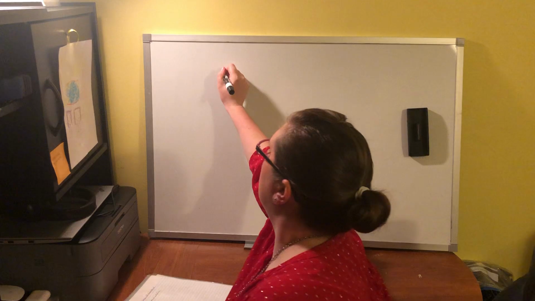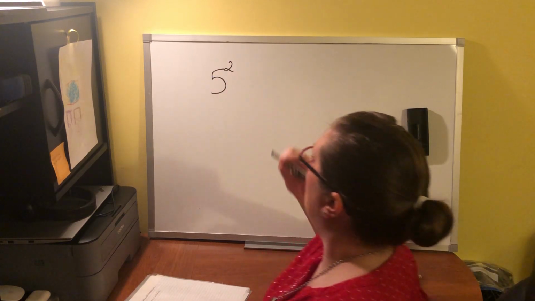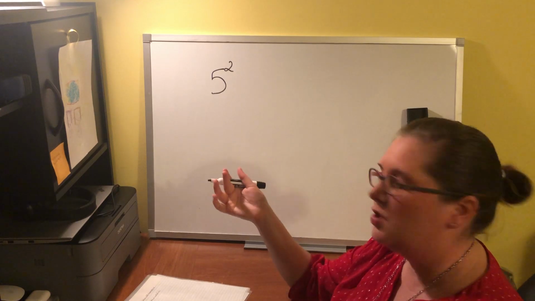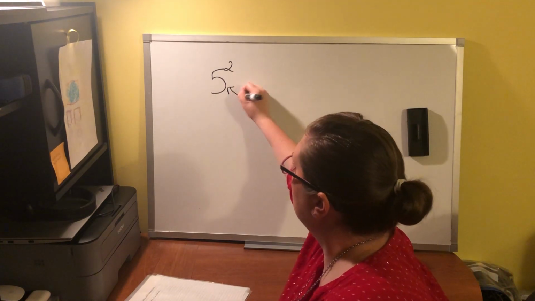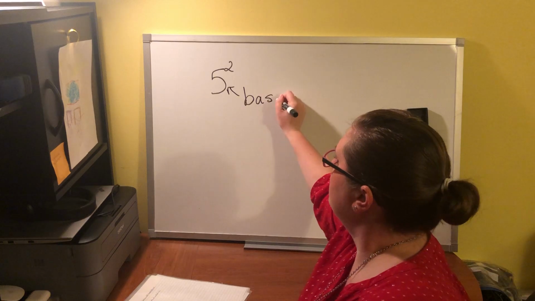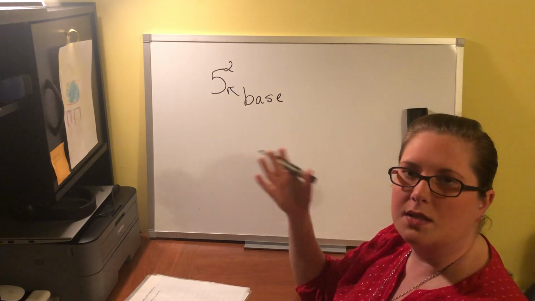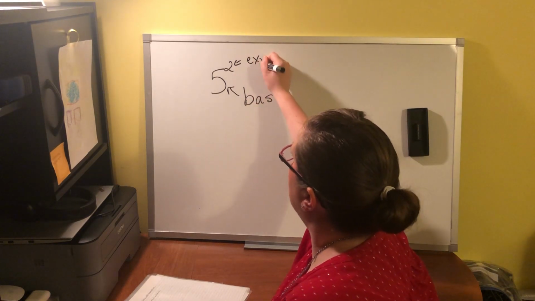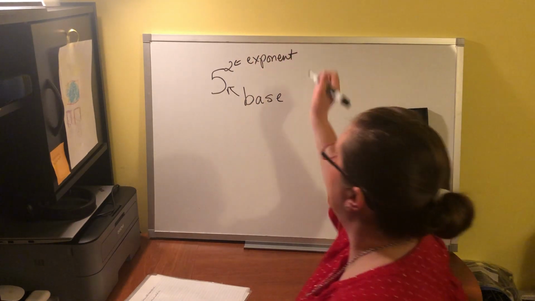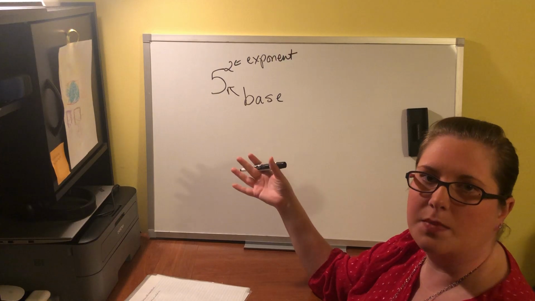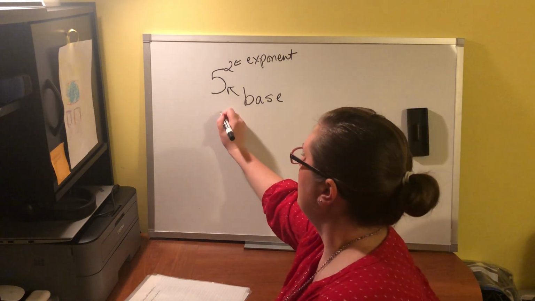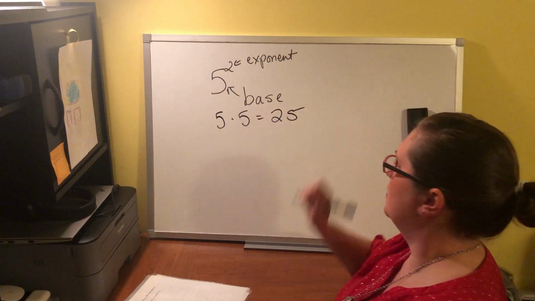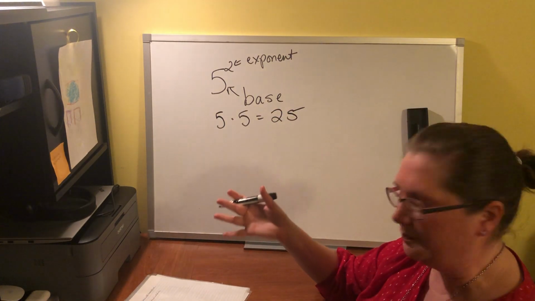So let's say we were given a problem that says 5 squared, right? We've dealt with this before, nothing too difficult. So if you recall, the 5 in the problem was known as the base, right? That's the number you're multiplying over and over again. And the 2, if you recall, was known as the exponent, and that's telling you how many times to multiply the base by itself. So we would write this problem out as 5 times 5 to give us an answer of 25, right? So that's nothing new there.